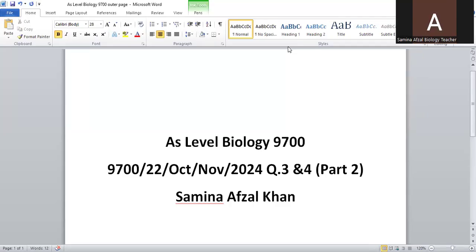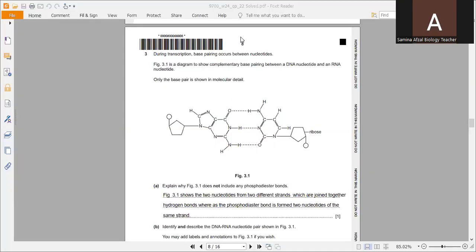AS Level Biology 9700. Paper 2, Variant 2, October November 2024, question number 3 and 4, part 2. Question number 3 is, during transcription, base pairing occurs between nucleotides. Figure 3.1 is a diagram to show complementary base pairing between a DNA nucleotide and an RNA nucleotide. Only the base pair is shown in molecular detail.